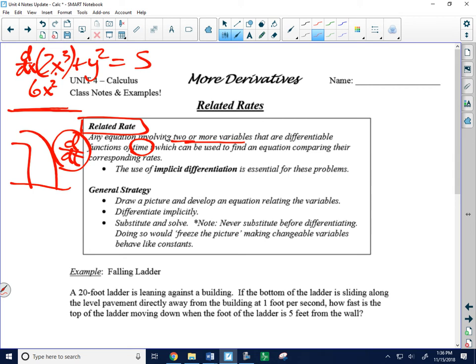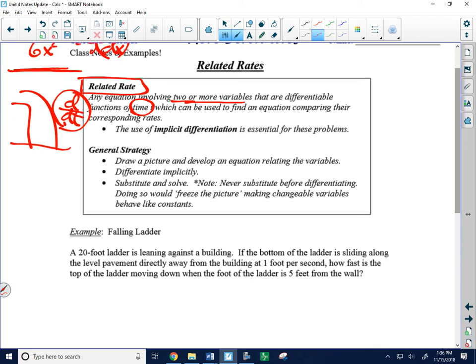So then what we're going to have is multiple d something dt's. When we do this one, 2y dy dx, multiple of those, which are rates of change. Then what we'll do is implicit differentiation. So here's a general strategy.